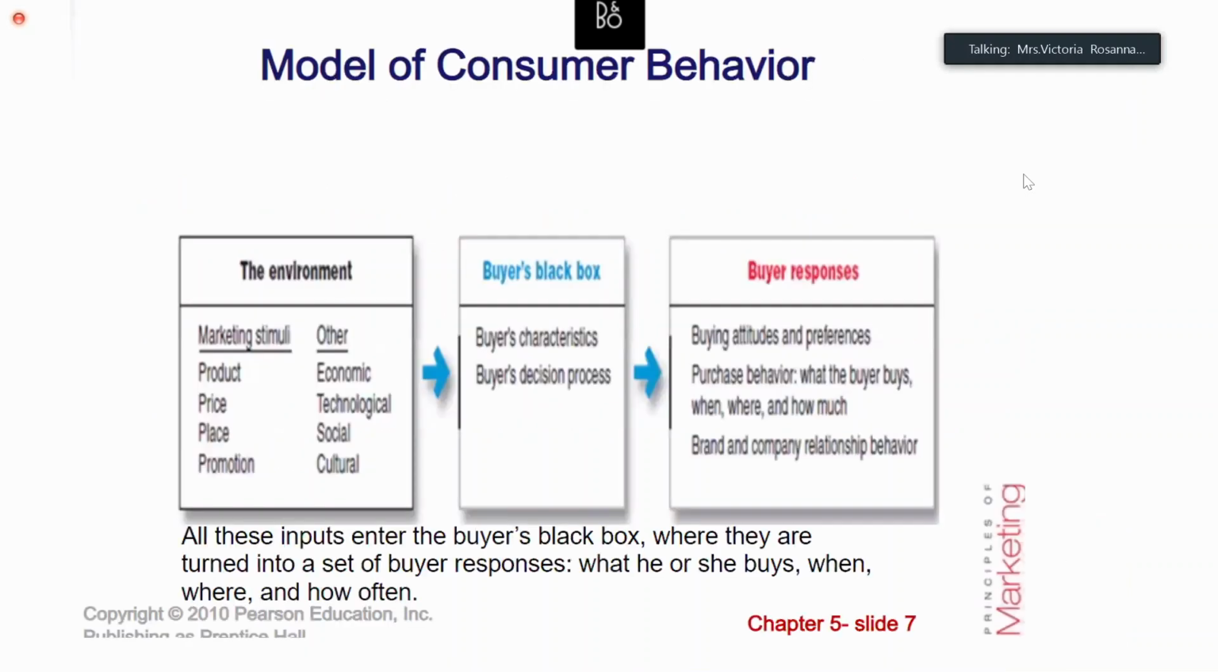Okay. Now just look at this diagram for 5 minutes. I have shown what this model is called.